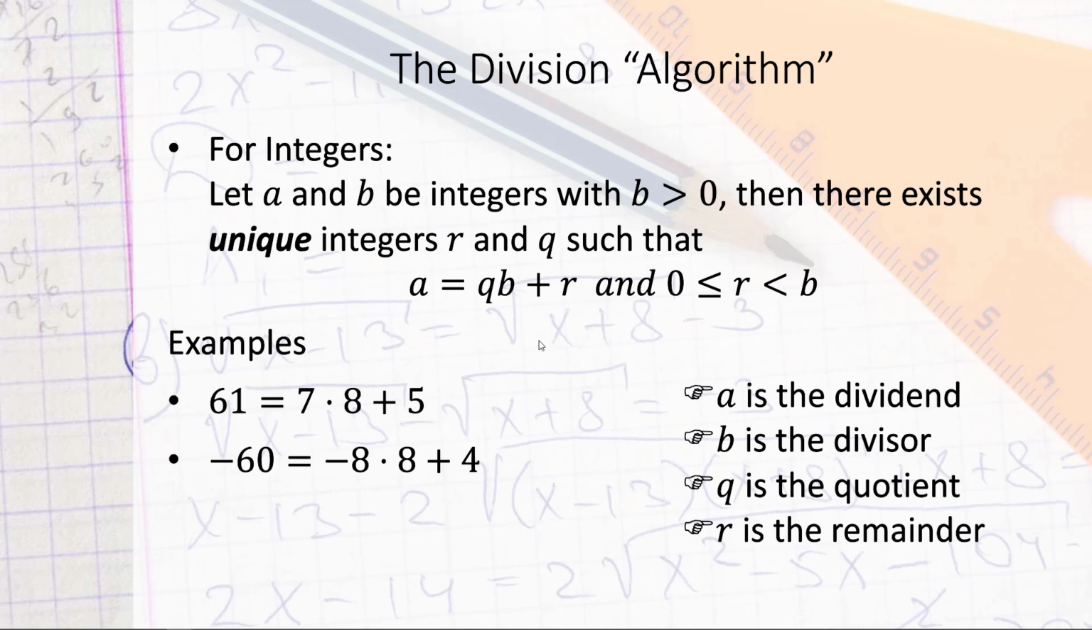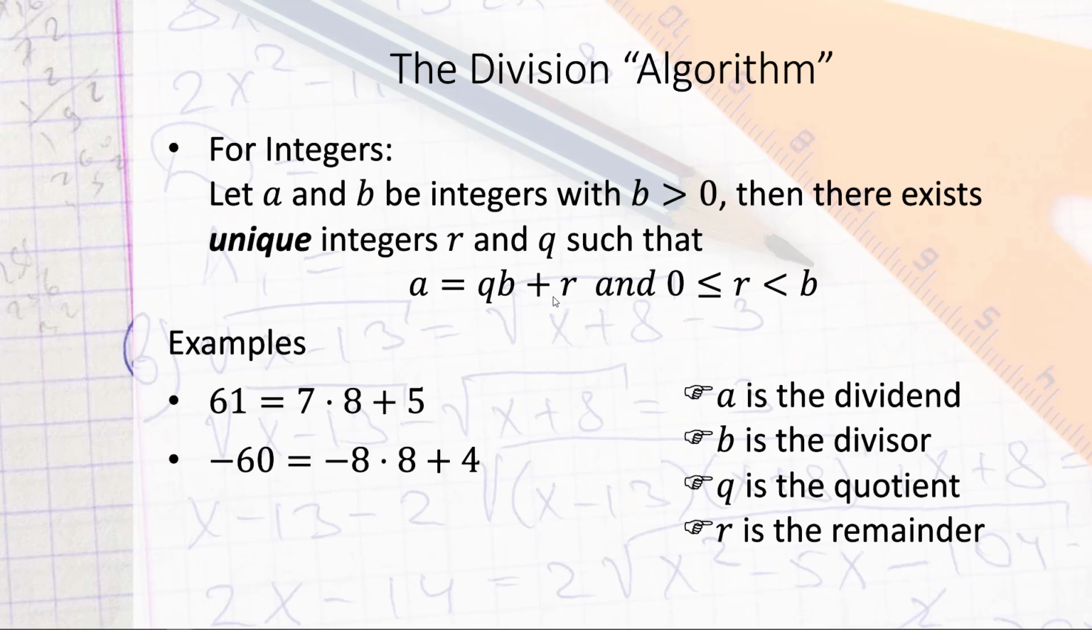of weird because it's not really an algorithm, it's more of an existence theorem. And what does it say? Well, it says that if you have two integers a and b with b strictly greater than 0, then there exist unique integers, one called r, the other called q, such that a will be equal to q times b plus r. And you probably have seen this before. A is our dividend, b is our divisor, the quotient is q, and r is our remainder.